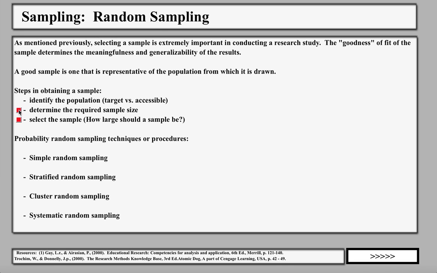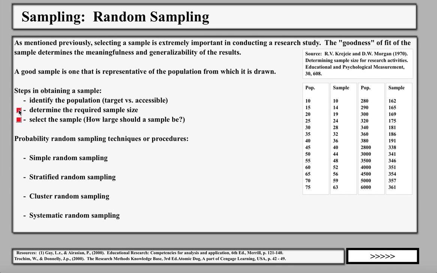Well, in terms of determining the required sample size, there's been some research done. Here is the source of this. There's actually a research article, and it has a table. I've only reproduced part of that table here, which shows you the population and then the sample size that you would want to sample. So for example, if your population is 10, you have to sample all 10 of them. If it's 15, you sample 14. If it's 20, 19, 25, 24.